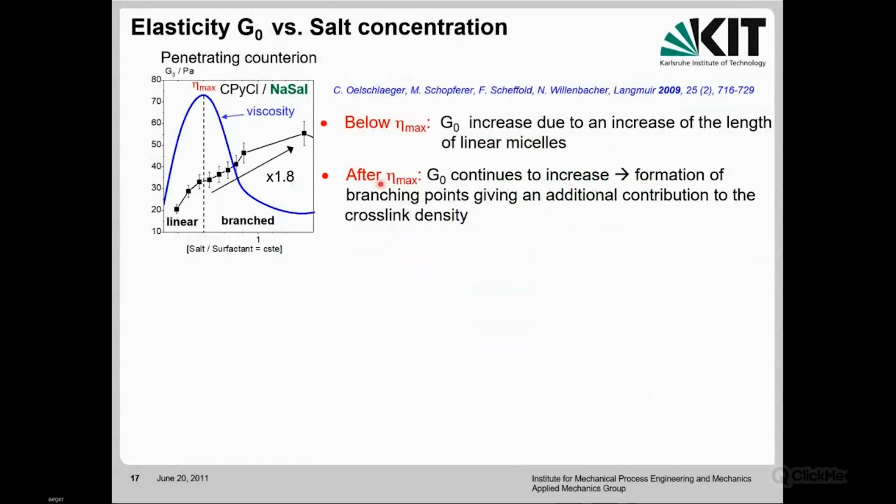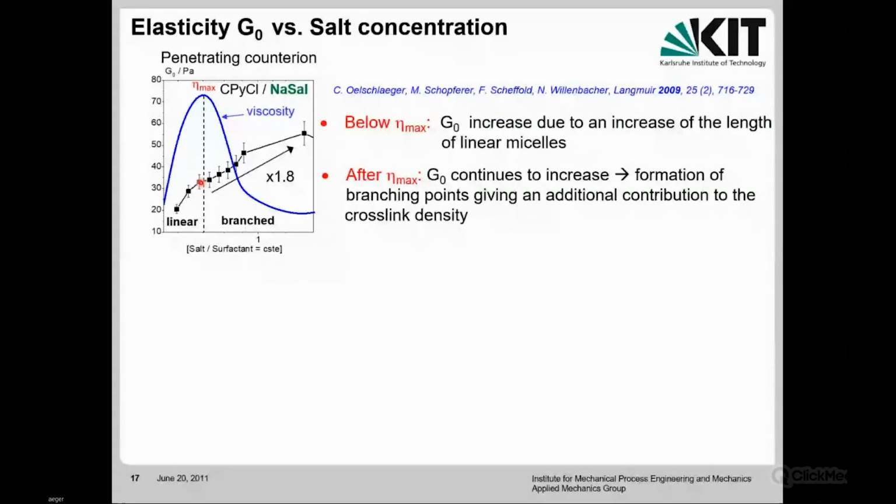So here is shown the system with this penetrating counter-ion. This is the first viscosity maximum in blue. And at the same time, below, you see the variation of G0, the elasticity of the system. And you see that below the viscosity maximum, we have an increase in G0. This corresponds to an increase in the length and the entanglements for linear chains.